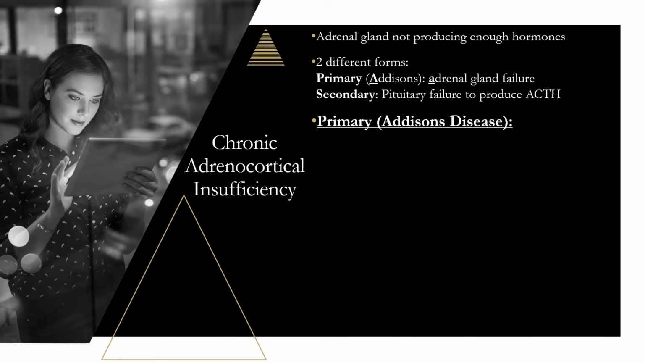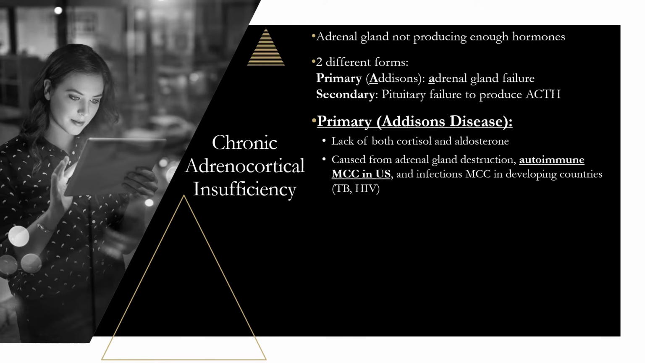So in primary Addison's disease, there's a few things you should know. In Addison's disease, or primary, there's a lack of both cortisol and aldosterone, because remember the adrenal gland's not working properly, so you have different hormones that are failing. It can be caused from a number of different things. If we're talking about the United States, the most common cause is autoimmune destruction. In developing countries, the most common cause is going to be infections like TB, HIV.